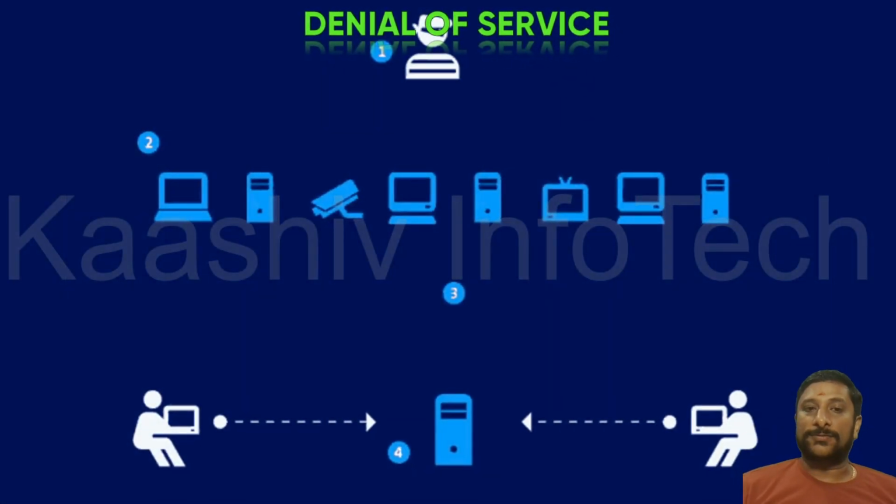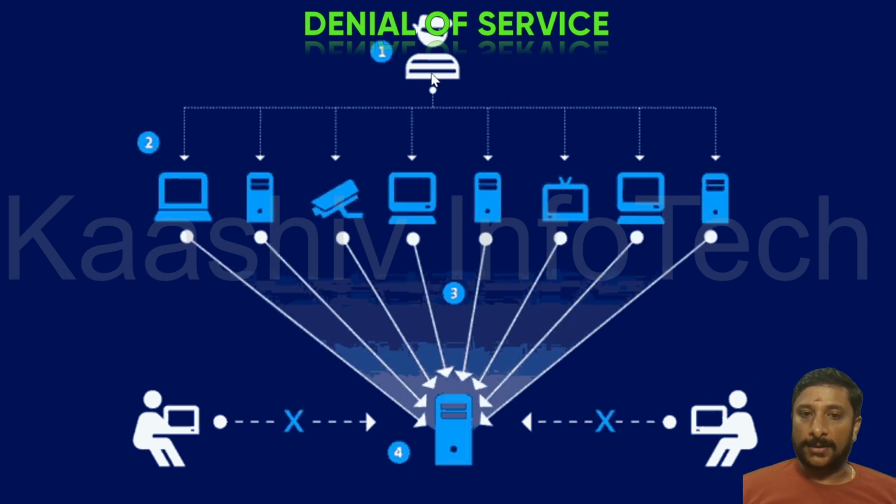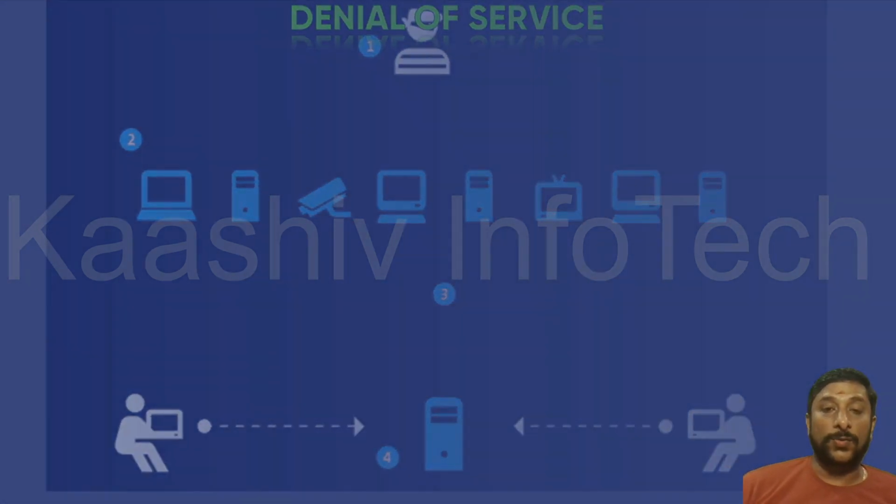The first one is denial of service attack. What is a denial of service? These are all genuine users and this is a fake user. This guy is holding everything and the genuine users couldn't access it. That is how the denial of service attack happens.